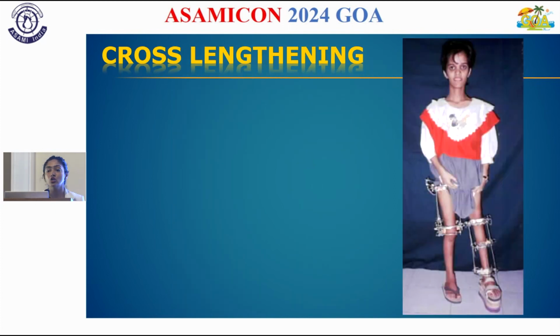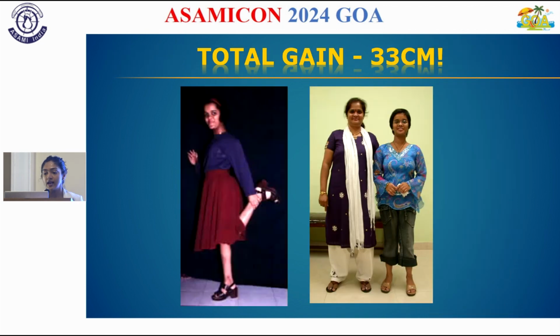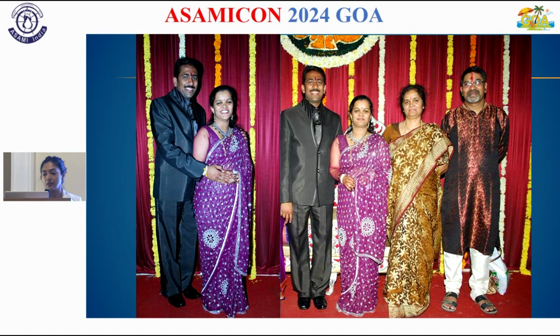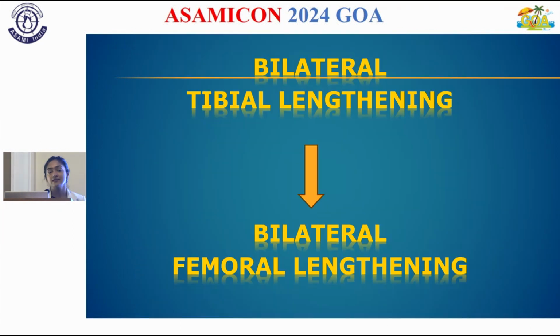Next stage, she got cross lengthening done for both sides, and her total length gain was 33 centimeters. And the best part is that she transformed from a dwarf to a normal. She's now happily married and also has a child. This is our common strategy for lengthening in achondroplasia: bilateral tibia and then bilateral femoral lengthening.